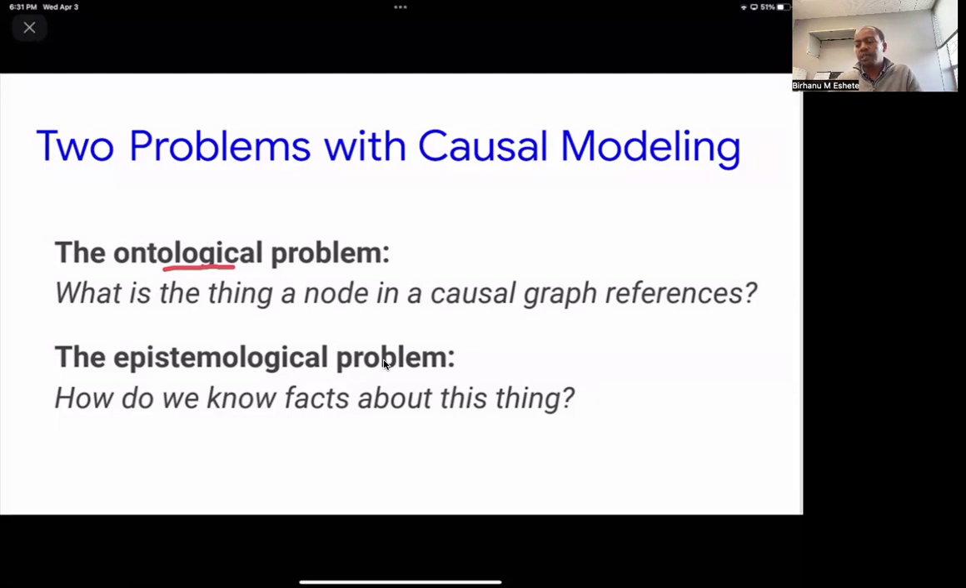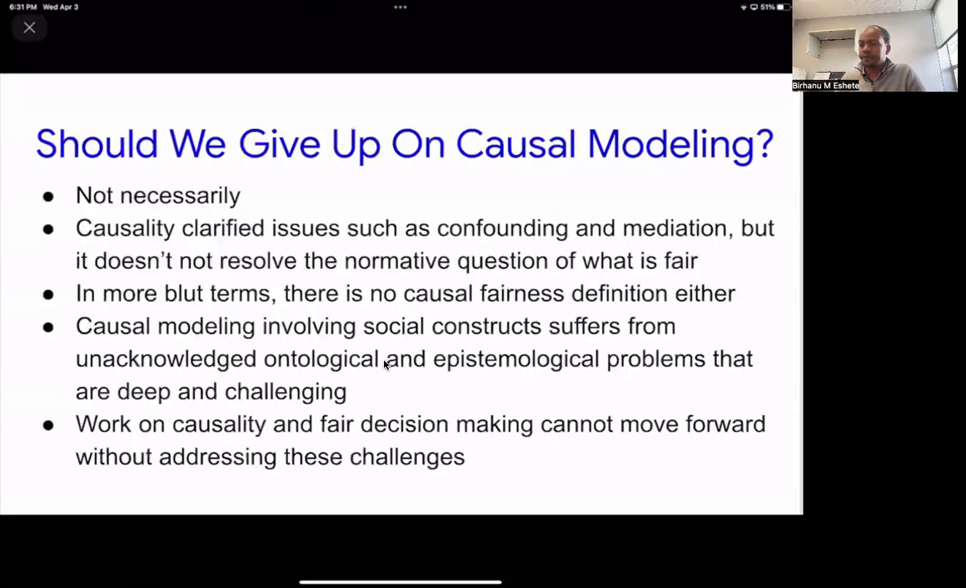And the other is what we call the epistemological problem, which is how do we know facts about a thing, right? So you have a node, let's say a department or a gender, and then what is gender? What is race, right? So knowing facts around the node, and annotating the node, is very important because maybe the reasoning should be around what describes this node in the causal graph.